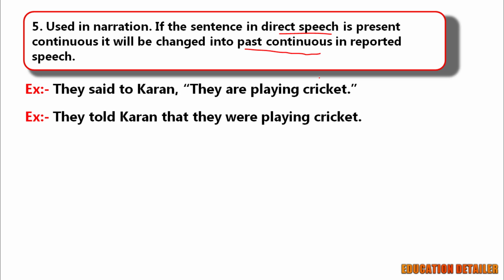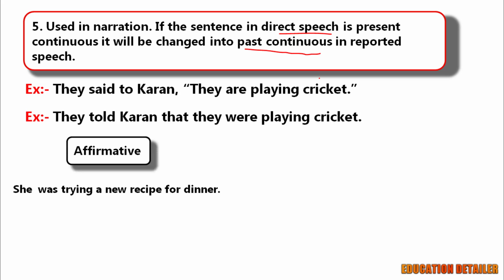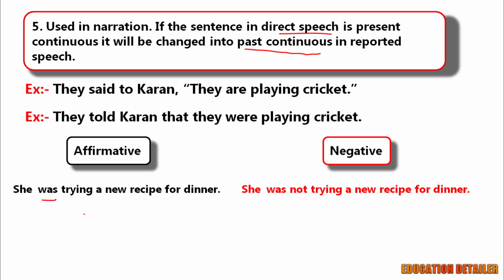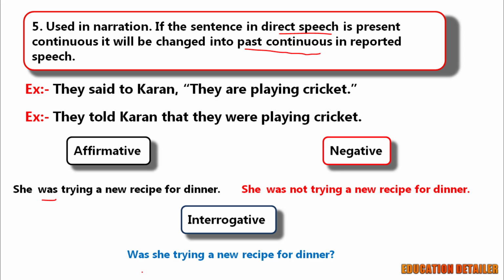Now the three forms. She was trying a new recipe for dinner. Affirmative. We need to add just the adverb not after the auxiliary verbs was or were to form negative. She was not trying a new recipe for dinner. Was she trying a new recipe for dinner? To form interrogative using the past continuous, put was or were before the subject followed by the present participle of the main verb.